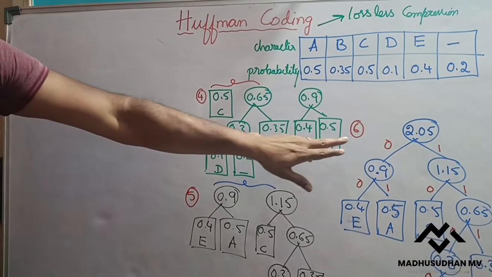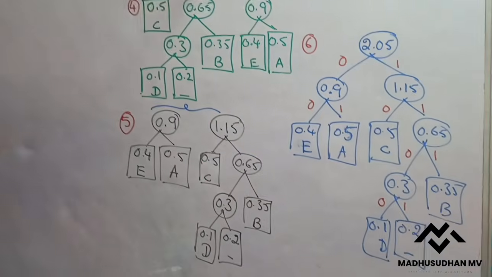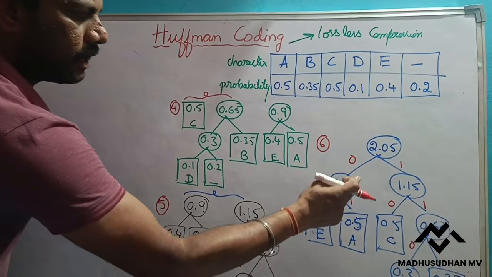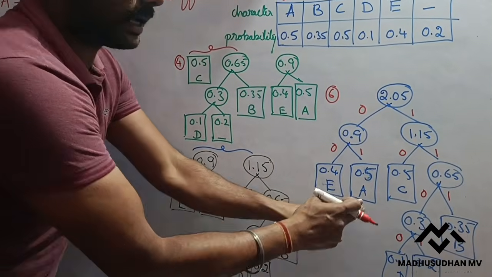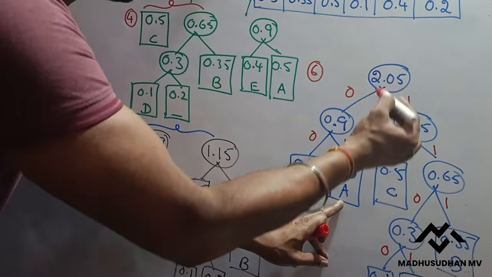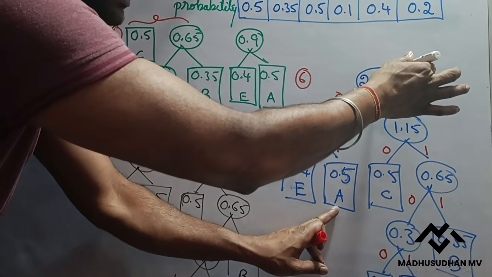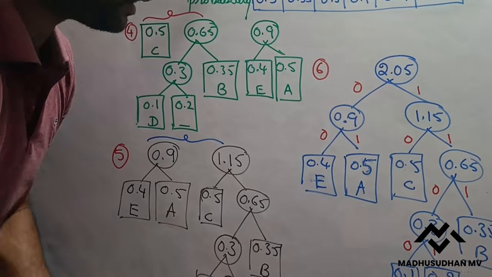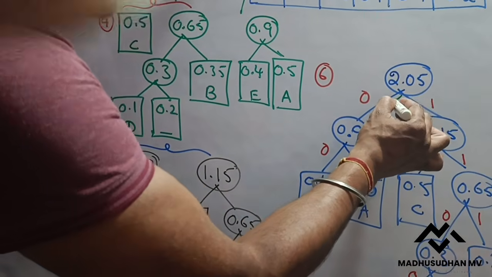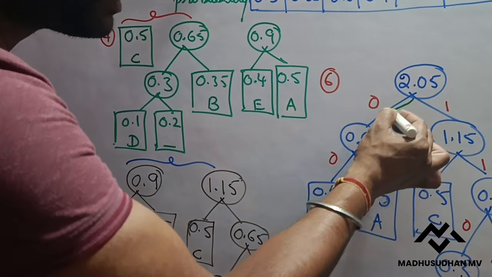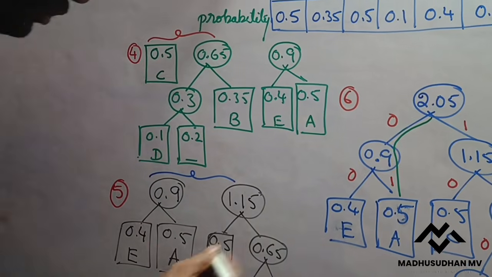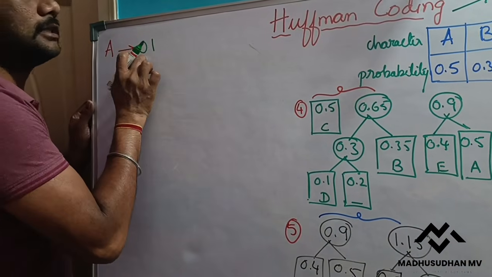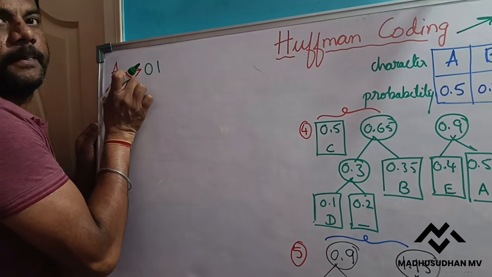So now, first character is A, right? For A, where is A? A character A is here. See here. Now you travel from the root node to the character. If I am traveling for A, I am coming from here like this, right? So in this path, what is there? 0, 1. So this is the character for A. A is 0, 1. This is the code we are saying for A.